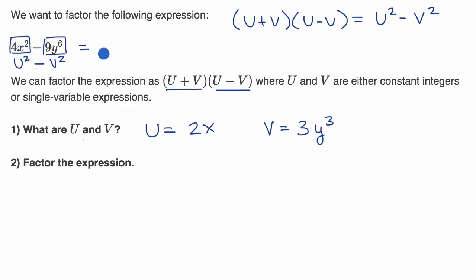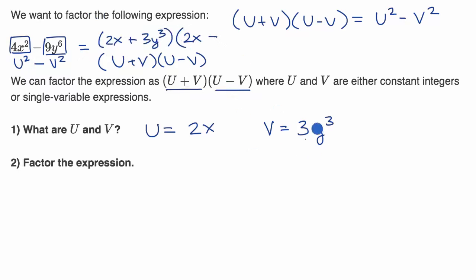So we can factor it as u plus v times u minus v. So what's that going to be equal to? u plus v is going to be equal to 2x plus 3y to the 3rd. And then u minus v is going to be equal to 2x, which is our u, right over here, minus our v, minus 3y to the third. So there you have it. We factored the expression. You might want to write it down here, but we just did it right up there. And we're done.